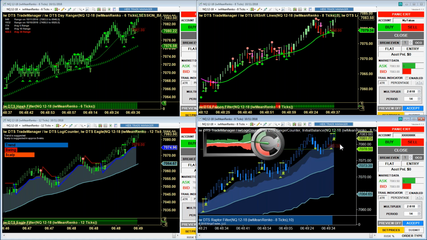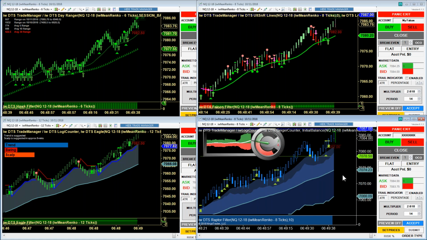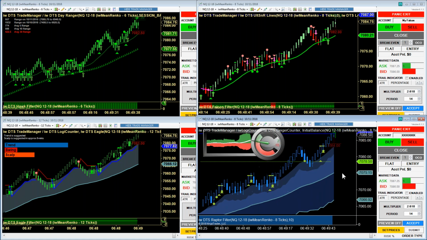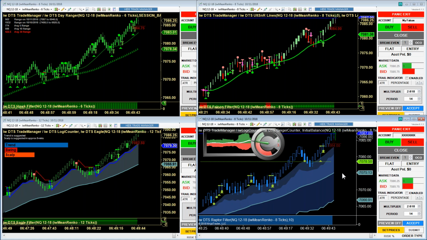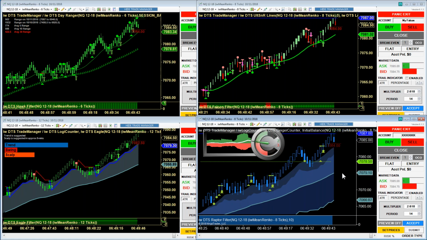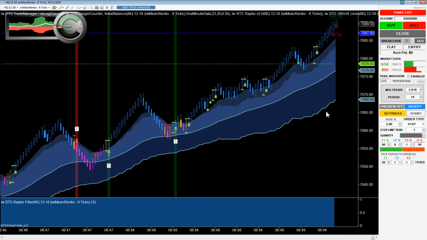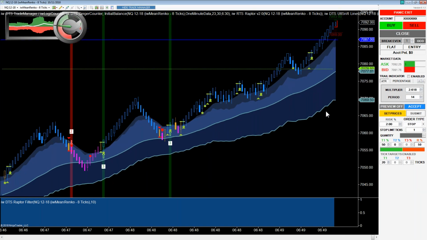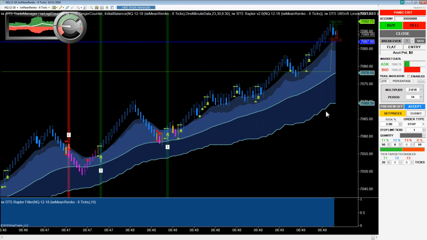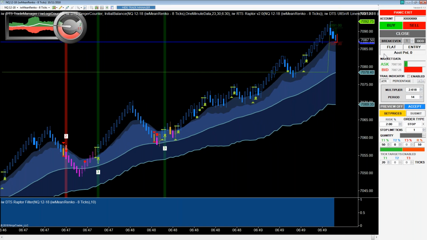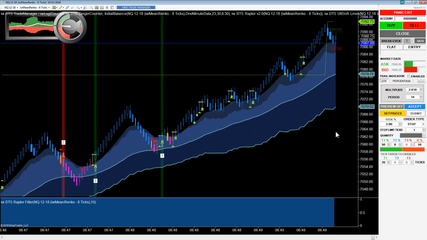Wow, if you had the fortitude for this, look at the moves here. Here we are now, 70.87, crazy. All right, let's see if we get maybe a hard edge bounce.